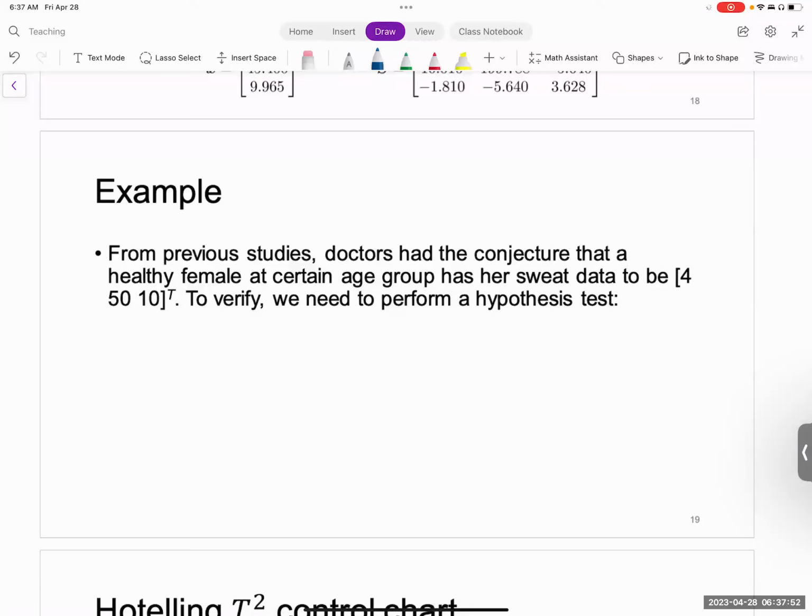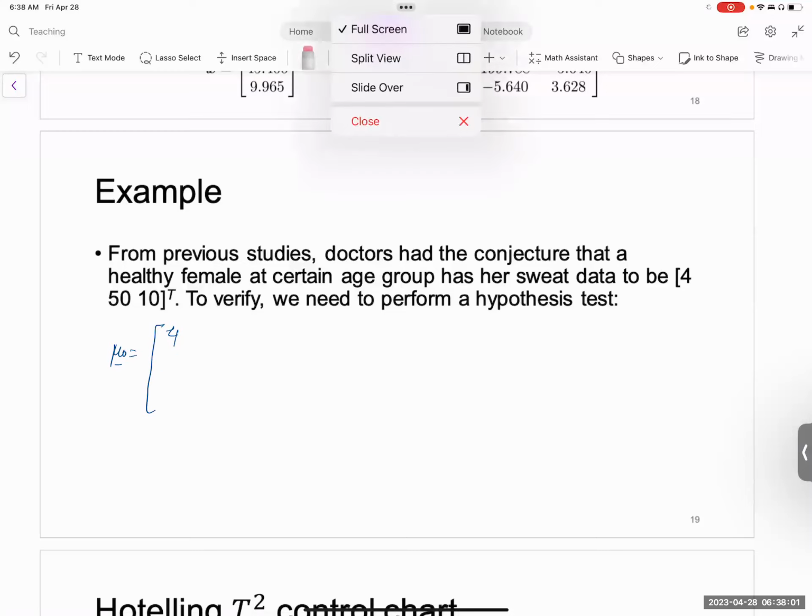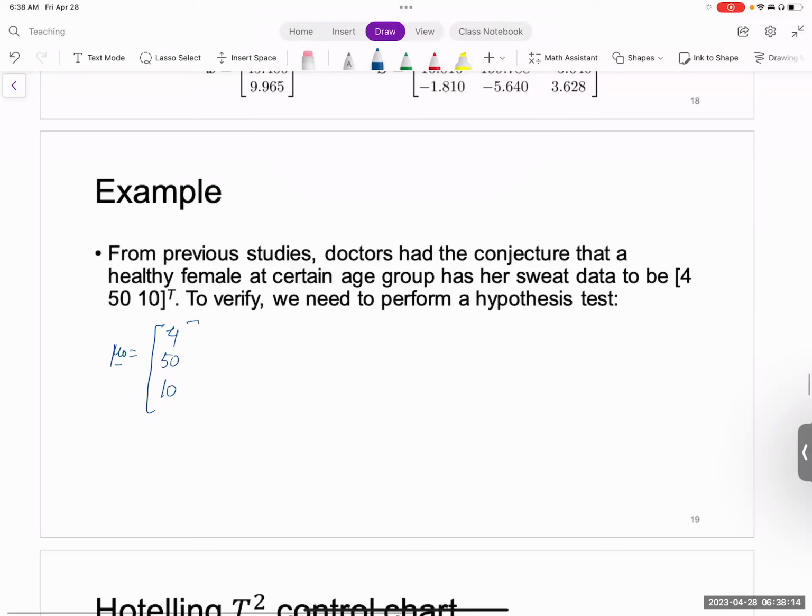So we know that mu 0 under bar is 4, 50, and I think something is wrong today. I don't know why this is behaving so weirdly, but I've seen this happen in the past as well. Anyways, so you have 4, 50, and 10.